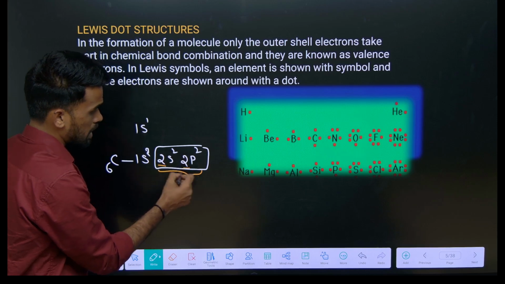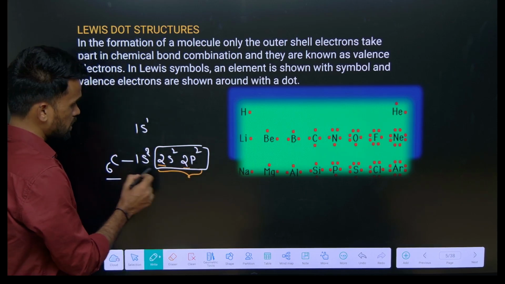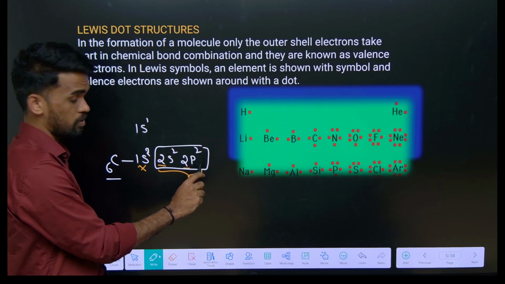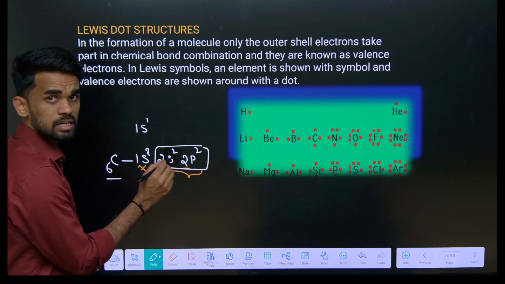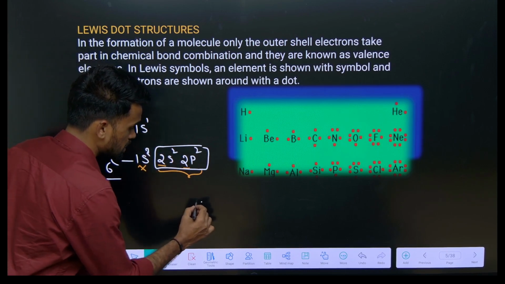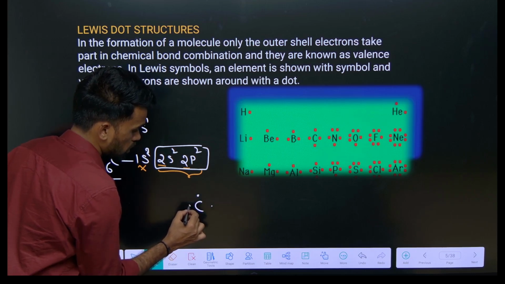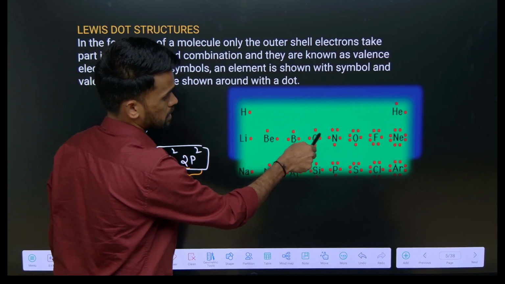So how many valency electrons are there? There are 4 valency electrons in carbon. These 4 electrons, I am not saying the inner electrons, I am saying only the outermost shell electrons only. Now consider each electron as a dot around the carbon, like this. This is how he has represented carbon.